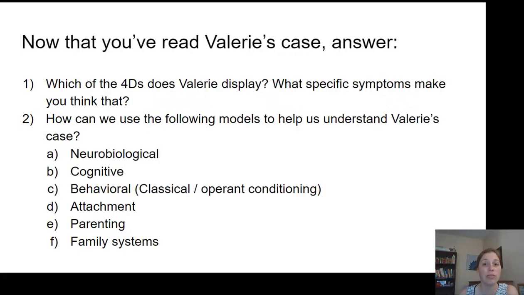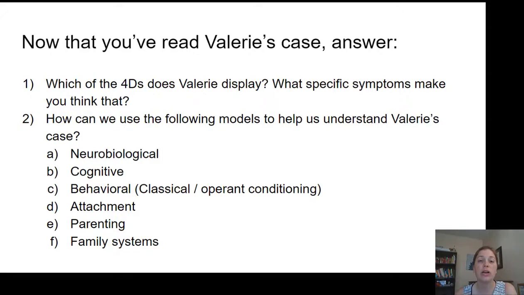So, answer the following. Which of the 4 Ds does Valerie actually display? Remember distress, dysfunction, deviance, and danger. Which of those is she actually showing? And what specific symptoms are making you think that?